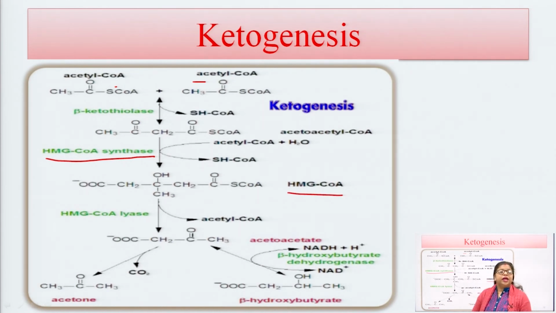Whenever this HMG coenzyme A is degraded or oxidized, it first forms acetoacetate with the help of the HMG coenzyme A lyase enzyme, with removal of one acetyl coenzyme A. When this acetoacetate is acted on, with removal of one carbon dioxide, it forms acetone. And the beta hydroxybutyrate dehydrogenase enzyme also reacts with acetoacetate to form beta hydroxybutyrate.